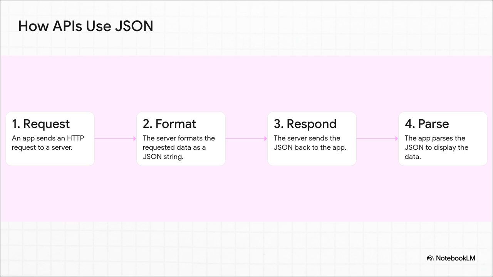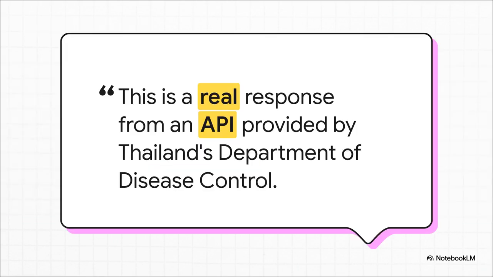So your app needs data. It sends a request to a server. The server grabs the data, packages it up neatly into a JSON string, and sends it right back. Your app then unwraps that JSON and knows exactly what to do with it. And here's a perfect real-world example. This is actual data from an API from Thailand's Department of Disease Control.